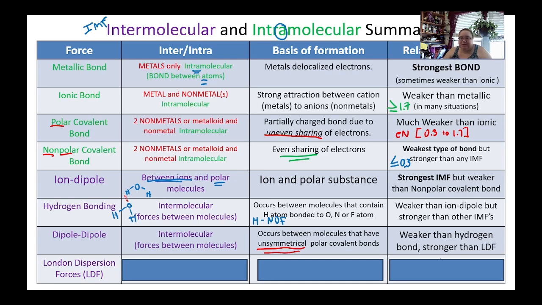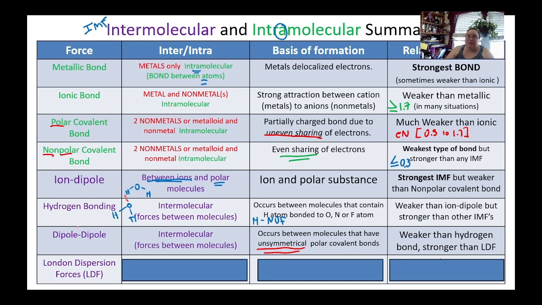So dipole is considerably weaker than hydrogen bonding. The neat thing is if you've got hydrogen bonding, you have dipole. Because hydrogen bonding requires polar bonds, because H and N, H and O, and H and F all form very polar bonds. So if I've got hydrogen bonding, I'm going to have dipole. It does not work the other way.